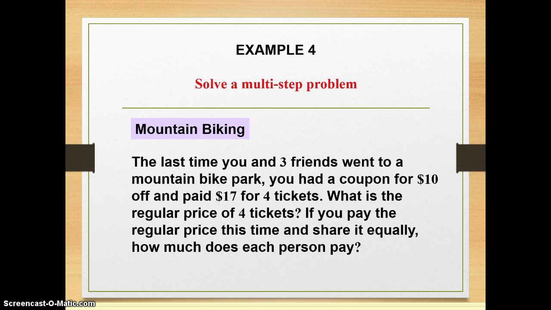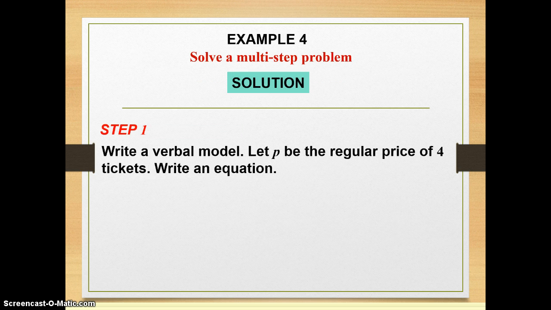So the first step into solving this is to write a verbal model. Let's let P be the regular price of 4 tickets. So the regular price minus the amount of the coupon will equal the amount that we paid. So P minus 10 equals 17.